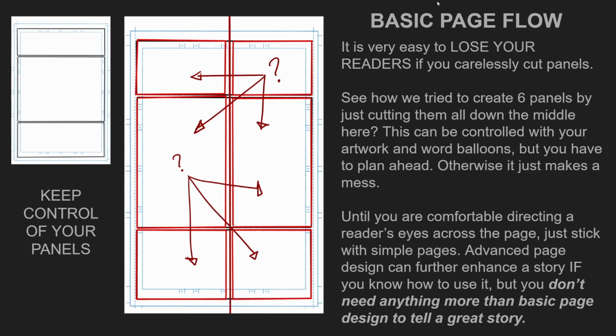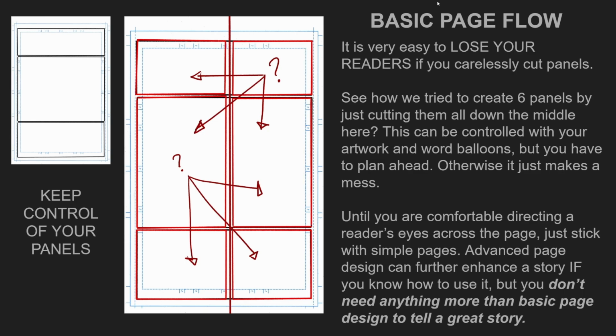Here we just took the sandwich, the small, big, small, and we just cut it right down the middle in an attempt to make 6 panels. This one's kind of going like a Japanese manga direction, right to left. You look at it and your eyes are immediately like, well, where do I go after cutting the page right down the middle? Your eyes aren't sure where to position themselves. What it seems like we did here is we tried to get slightly more advanced with our page design, but it didn't work out. Advanced page design can absolutely further enhance a story if you know how to use it.